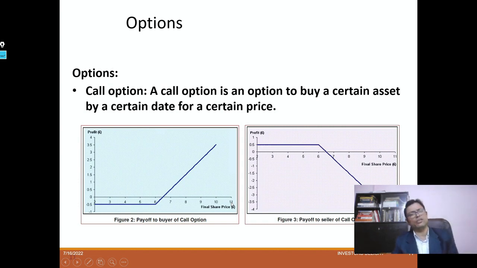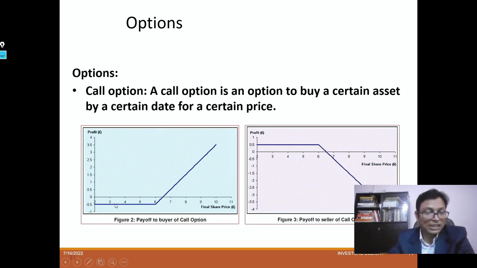And with this, we are going to learn some basics of options. In options, we will see that there is a call option. A call option is an option to buy a certain asset by a certain date for a certain price. So you can see here the payoff that is there with the buy of a call option or the sale of a call option.